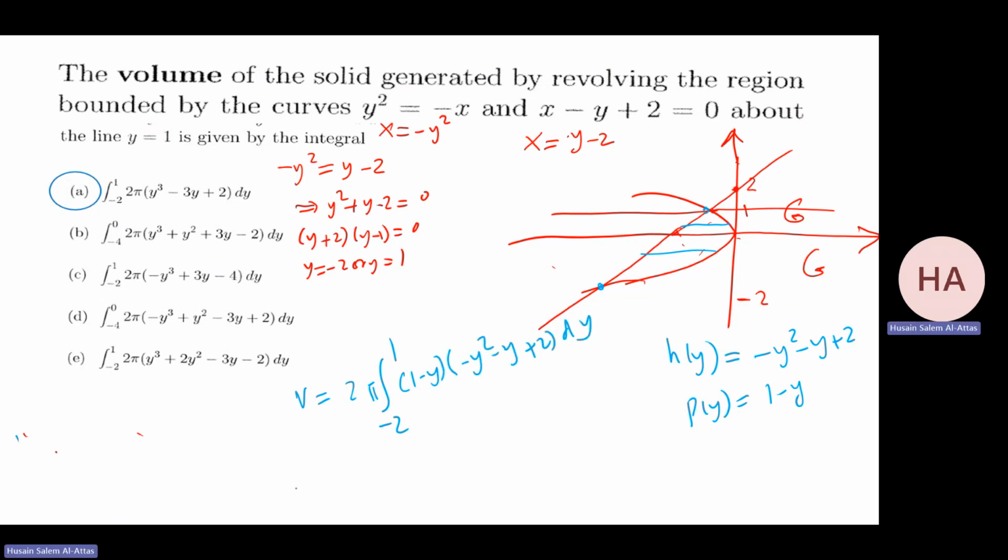Let me do the calculation. That will be 2 pi, from minus 2 to 1, of half minus y. This is giving me the y cubed. The y squared will come from minus y squared times 1 plus y squared. Gone. This I have minus 2y minus y, minus 3y plus 2 dy.